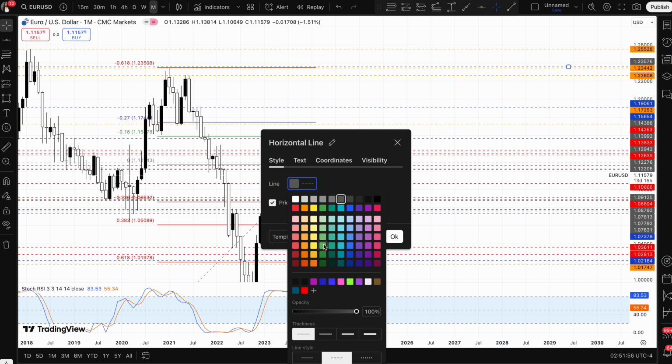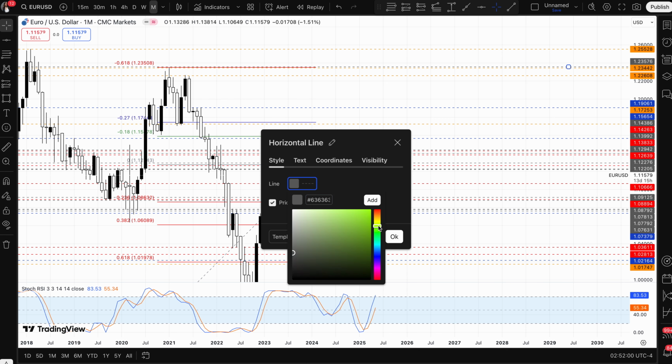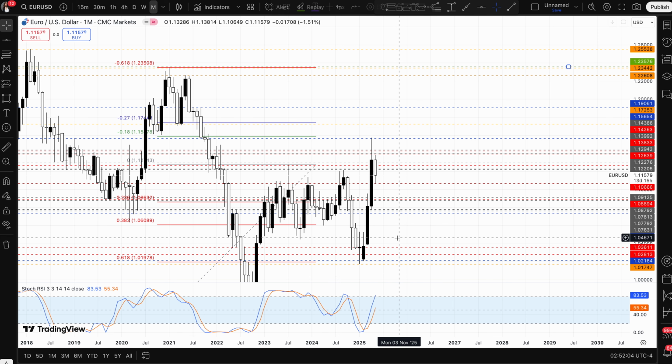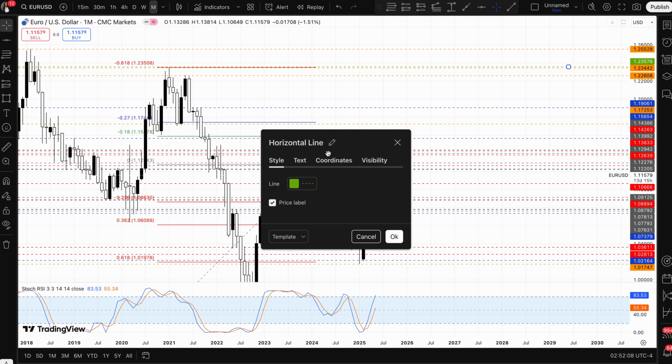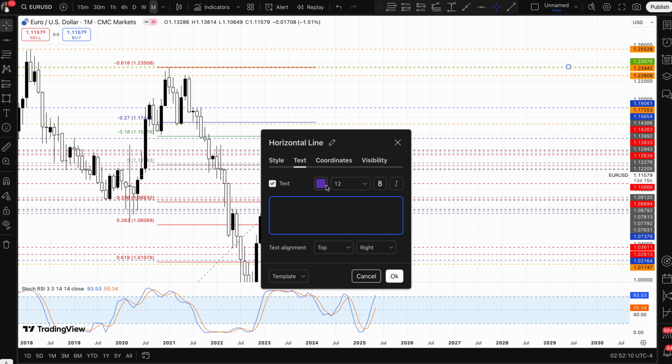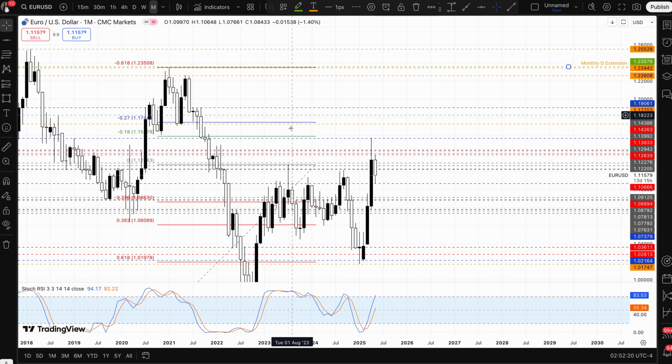I'm gonna turn this green though. Actually, can I make a new color? I don't want lime green, but I need it to be kind of bright so I can see it. All right, let me double click again. We're gonna turn this to the monthly color. Monthly D extension. So that's our monthly D extension.